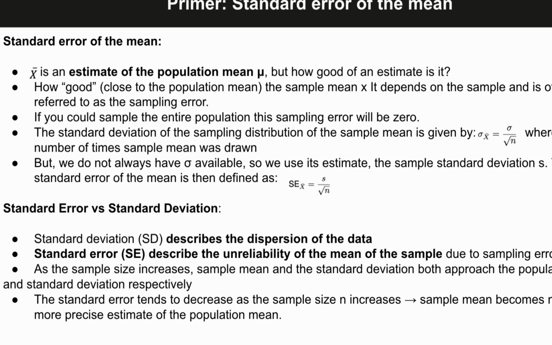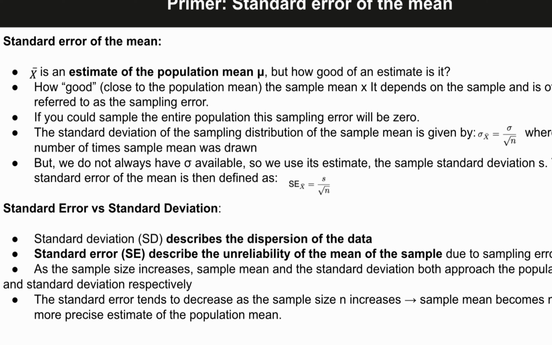So the standard deviation of the sampling distribution of the mean is given by sigma by root n, where n is the number of sample points, the number of times the sample mean was drawn. There is a difference between the number of times a particular sample is being drawn and the number of sample points. We'll do this example and it will become clear, so stay with me for now. We unfortunately do not have access to this sigma, right? If we knew the population variance, we could compute the standard deviation of the sampling distribution.